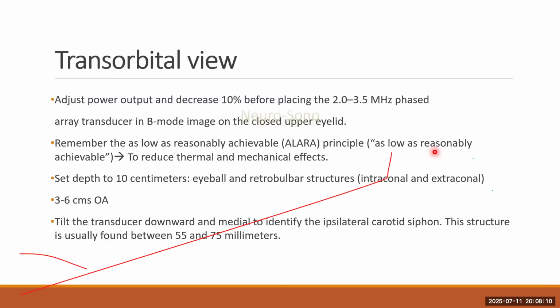Another very occasionally used view is the transorbital view, which is not a part of the basic complete insonation. The thing we need to remember, as we discussed in the previous session, is that it is most susceptible to mechanical injury and thermal injury, so the power and the MI need to be kept in mind. And what are the vessels which we are insonating through this window?